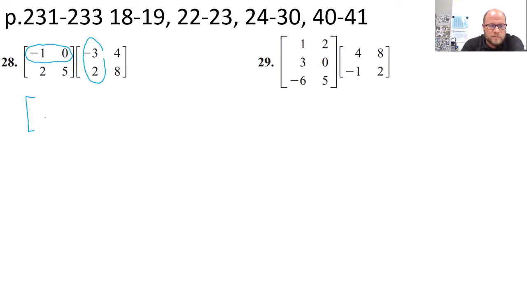Actually, this is going to have to be a little bit bigger. All right, -1 times -3 plus 0 times 2. That's +3 plus 0 is 3. Then we have, on the next one, -1 times 4 plus 0 times 8. -1 times 4 is -4 plus 0 is going to be -4.